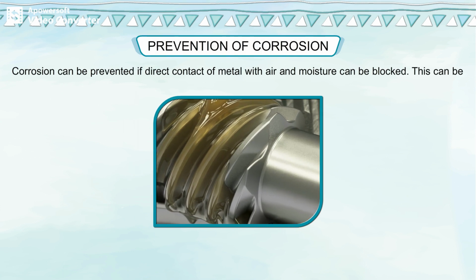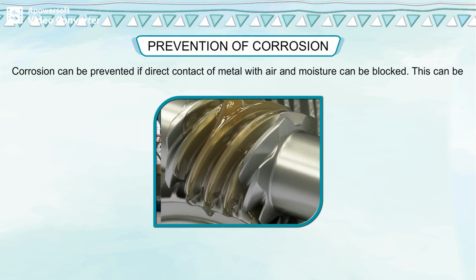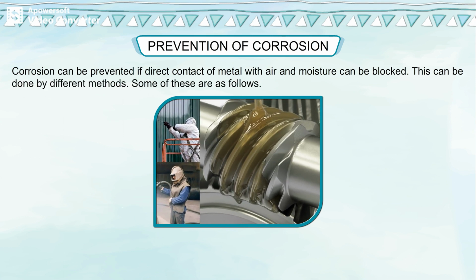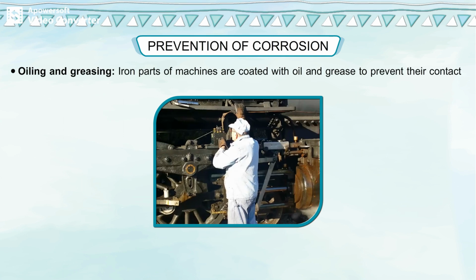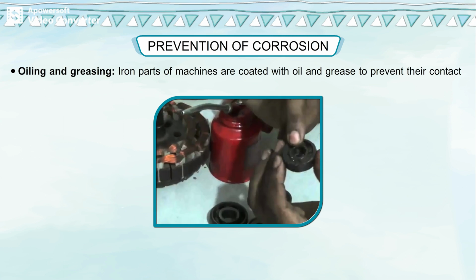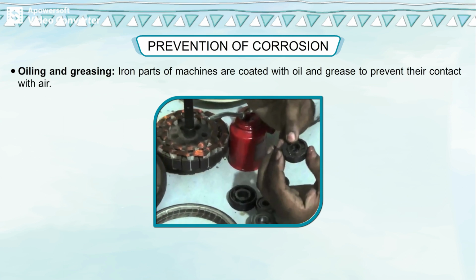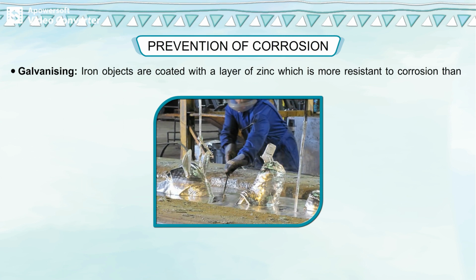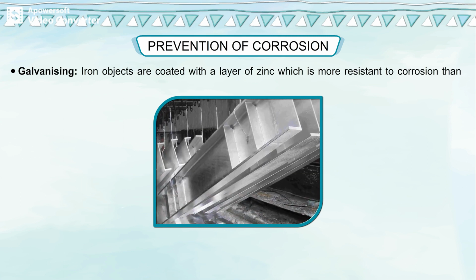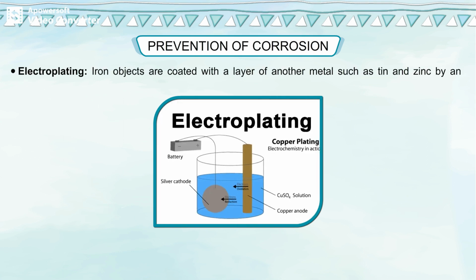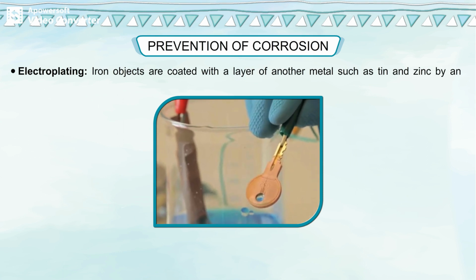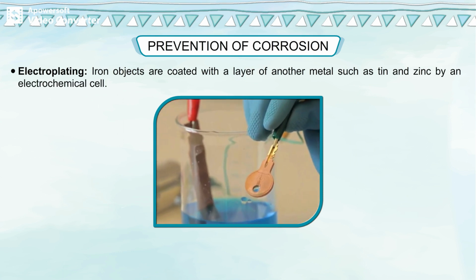Prevention of corrosion. Corrosion can be prevented if direct contact of metal with air and moisture can be blocked. This can be done by different methods. Some of these are as follows. Oiling and greasing. Iron parts of machines are coated with oil and grease to prevent their contact with air. Galvanizing. Iron objects are coated with a layer of zinc, which is more resistant to corrosion than iron. Electroplating. Iron objects are coated with a layer of another metal such as tin and zinc by an electrochemical cell.